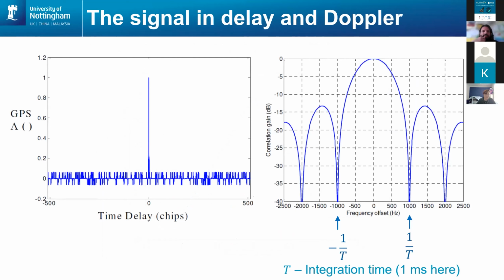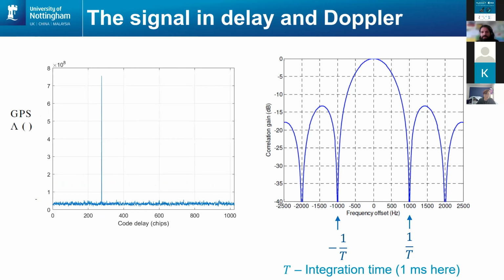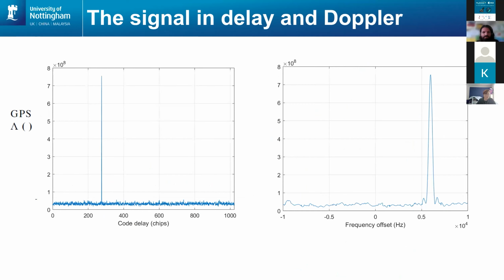Okay, but that's not the whole story. In reflectometry we deal with a delay and Doppler map, so we're trying to line up the code as we had on the left hand side, but we also try and line up the carrier. And if we're offsetting the carrier, we get this kind of sinc function that's shown on the right hand side here, that's defined by the integration time that we use in the receiver. And those are kind of noiseless representations.